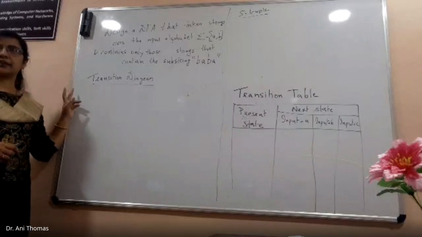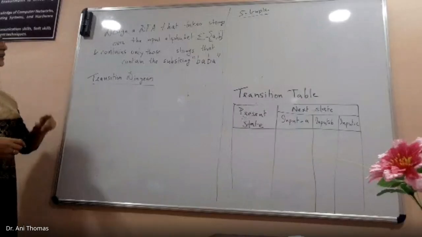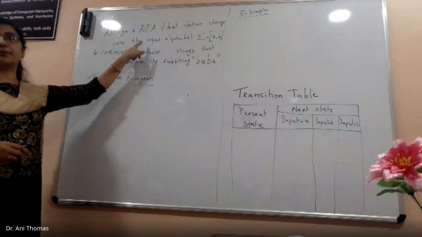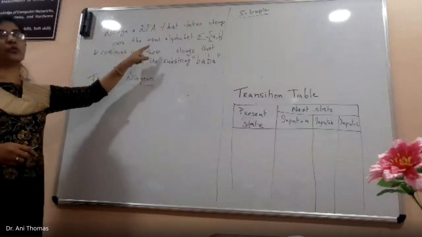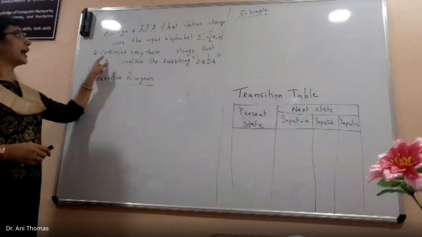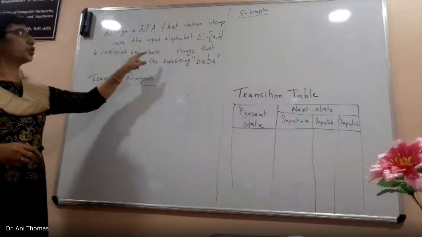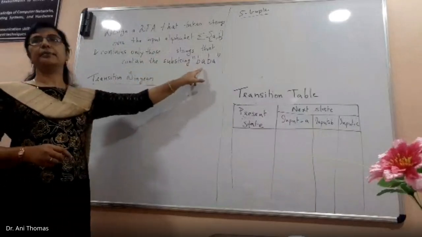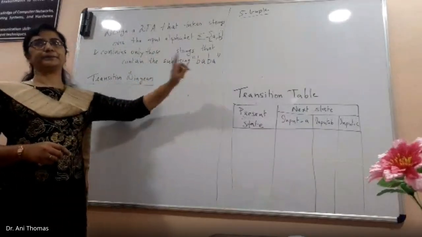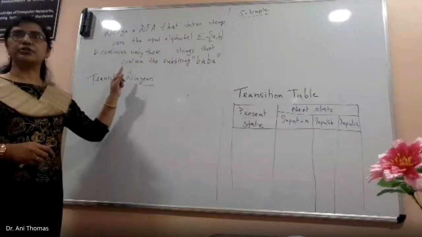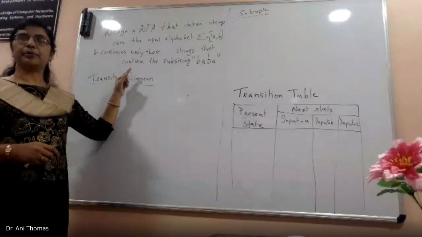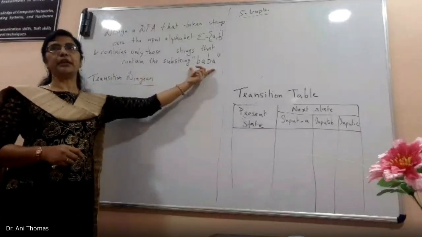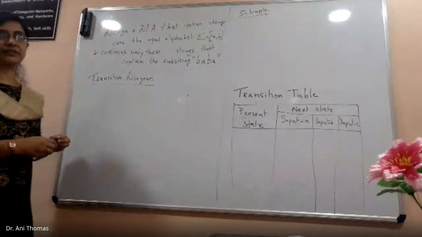Today we will take up the question: design a DFA that takes strings over the input alphabet sigma equal to {A, B}, and contains only those strings that contain the substring BABA. Sigma is equal to {A, B}, the input alphabet is A, B, and the string should contain BABA, that is the sequence given.